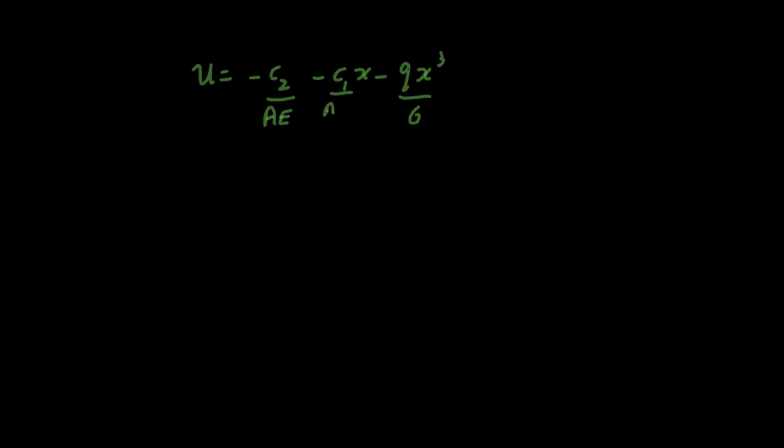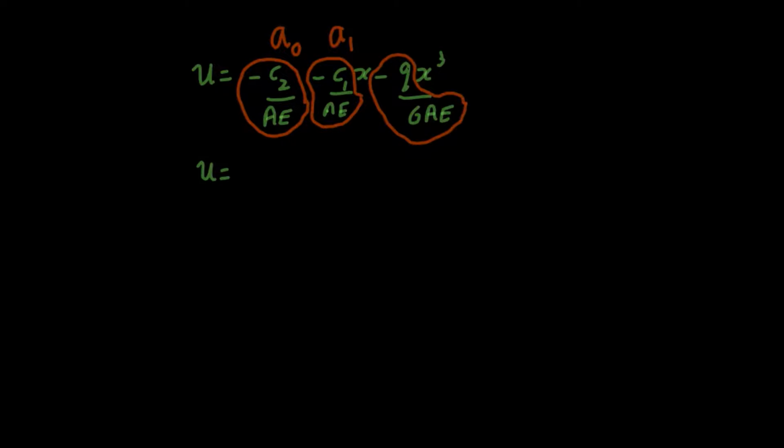c1 over AE, q divided by 6 over AE. Now I'm going to rewrite this equation as u is equal to, and I'm going to call this term, minus c2 by AE, as a naught, and I'm going to call this term, minus c1 divided by AE, as a1, and I'm going to call this term as a3. I'll tell you the reason why we are not writing a2.